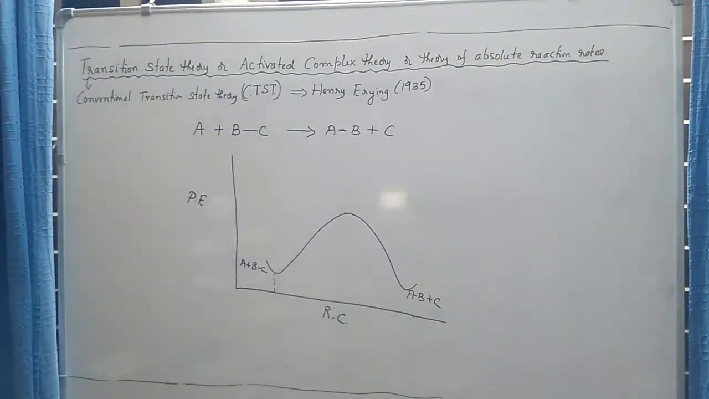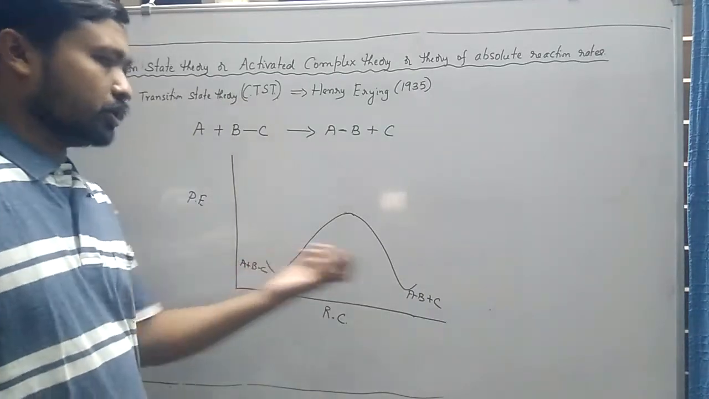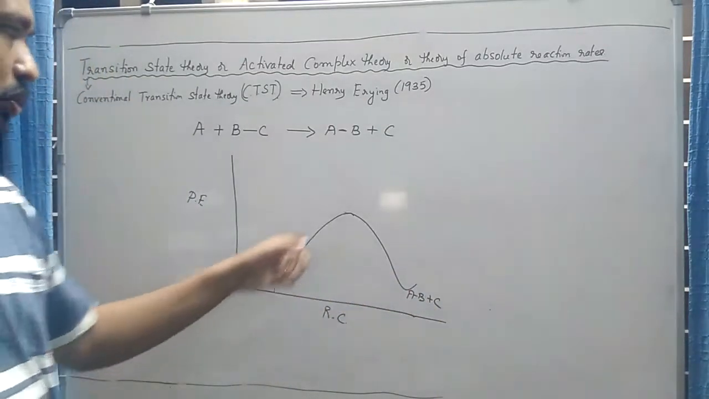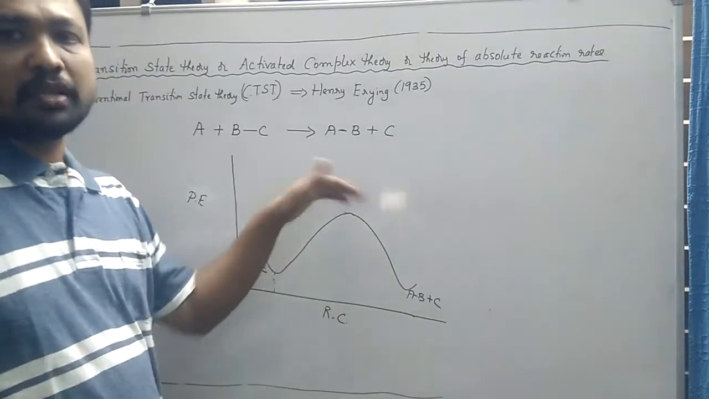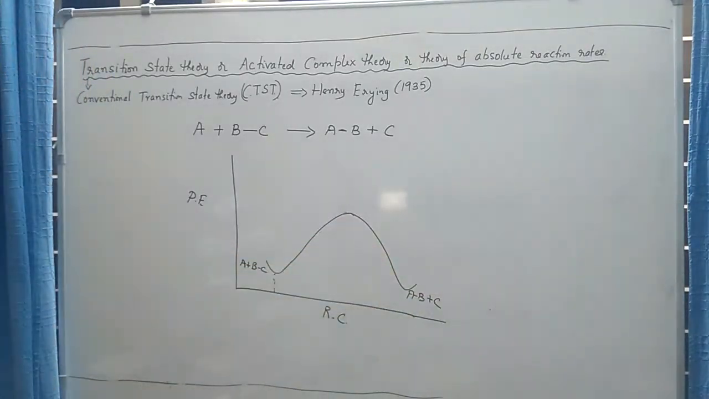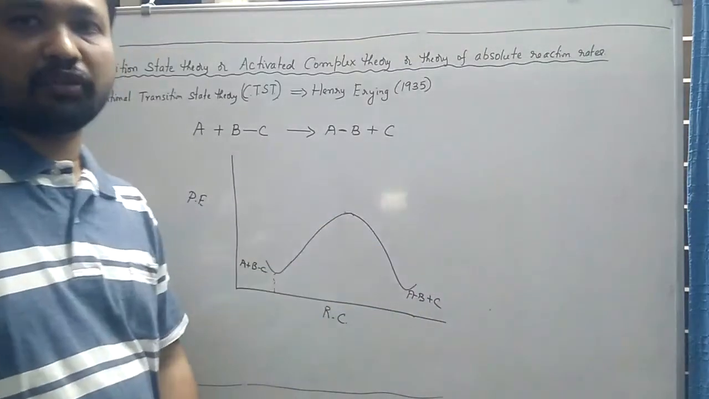This concept was earlier proposed by Arrhenius in his Arrhenius theory, and it was continued in the collision theory. So this is not a new concept. This is already a known thing, that a reactant molecule, in order to form product, has to pass through a state, a barrier. Until and unless it crosses this barrier, it cannot form the product.